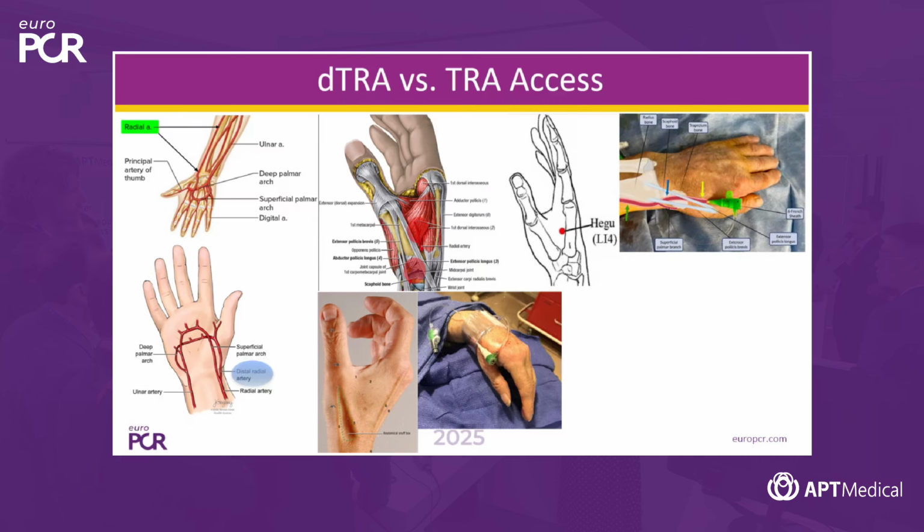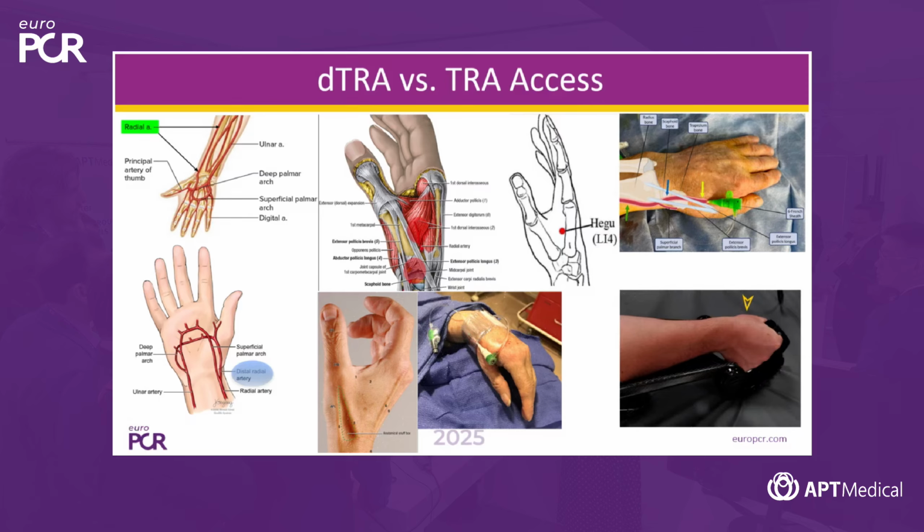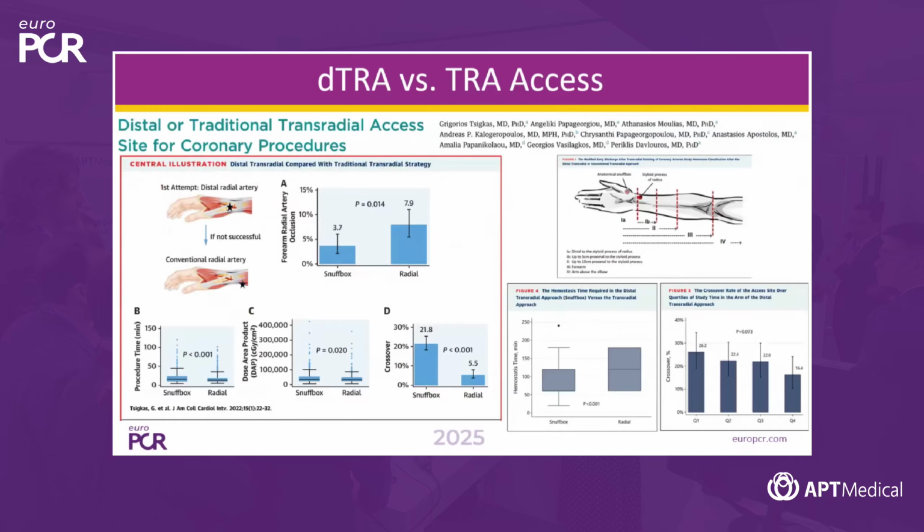And as you can see, from the Hegu area, you probably have a more straight course of the sheath through the distal radial artery. In any case, using both techniques, it's very handy to have, along with your angiographer, a dedicated device in which the patient places his hand so as to have stability during the procedure.